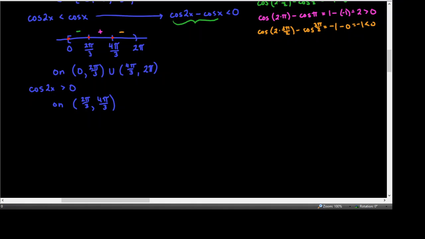Okay, so let's do this one. 4 sine of x cosine of x equals square root of 3. And again, this is over the interval 0 to 2 pi.